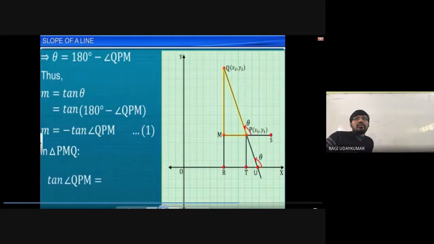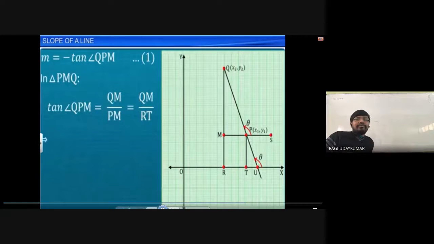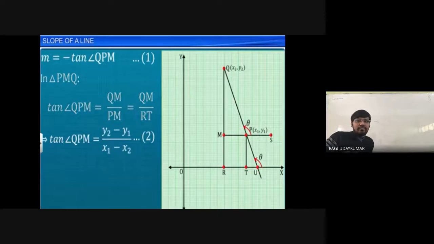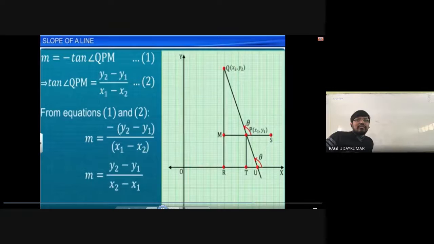In triangle PQM, tan QPM is equal to QM by PM. PM value is equal to RT. So tan QPM is equal to QM by RT. We need the slope. Slope is nothing but minus tan QPM. First find out tan QPM, that is y2 minus y1 by x2 minus x1. So from these equations 1 and 2, m is equal to minus of y2 minus y1 by x2 minus x1.